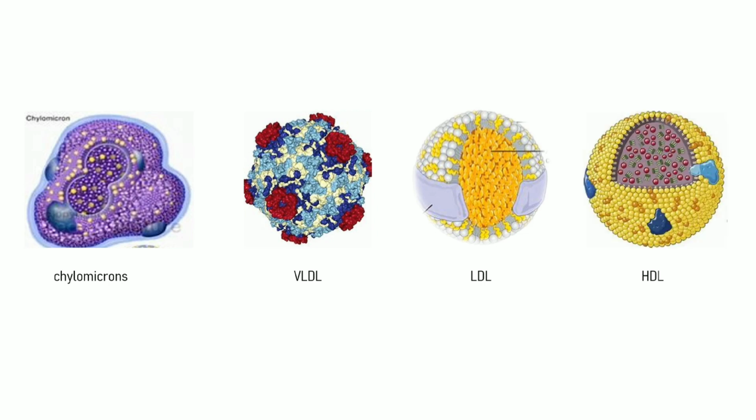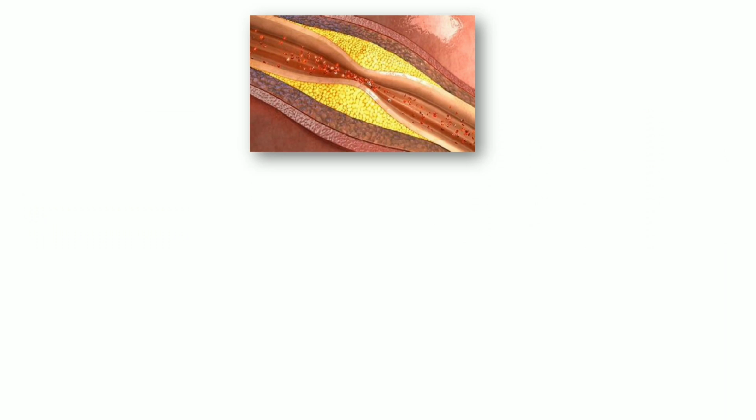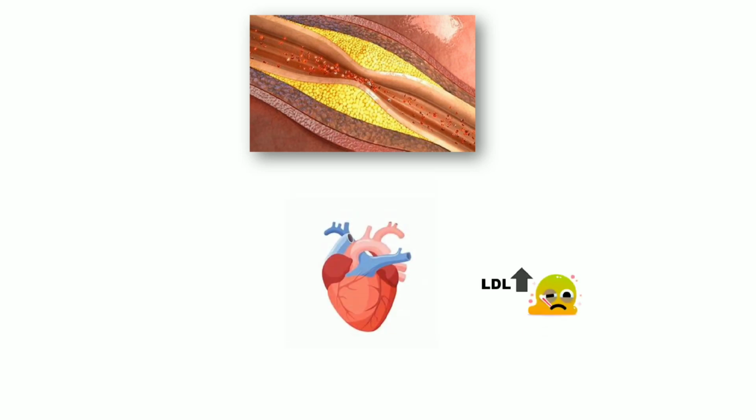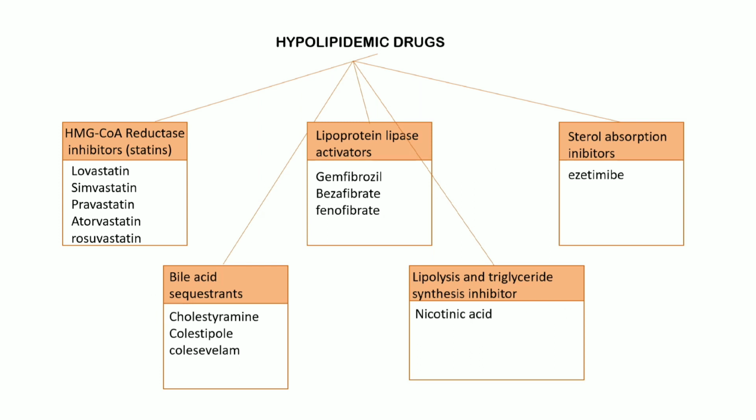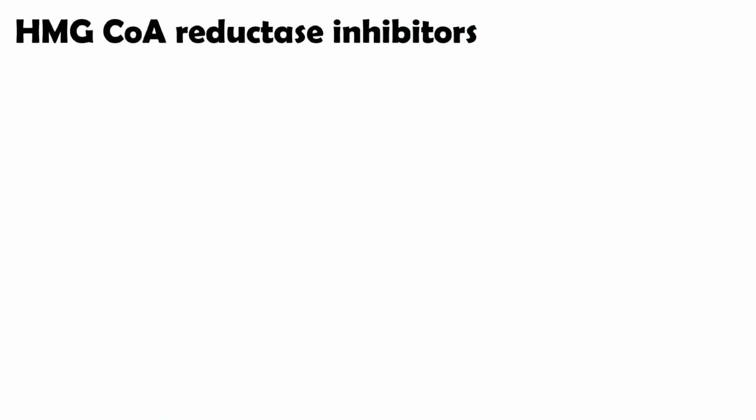When abnormally high levels of LDL are present, it accumulates in the inner wall of the artery, leading to atherosclerotic lesions. Hence LDLs are bad, while high-density lipoproteins suppress LDL oxidation and prevent atherosclerotic lesions to a certain extent. Here is the classification of hyperlipidemic drugs, and let's see them one by one. Let's move on to the first class, HMG-CoA reductase inhibitors.